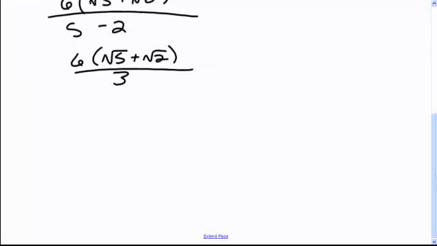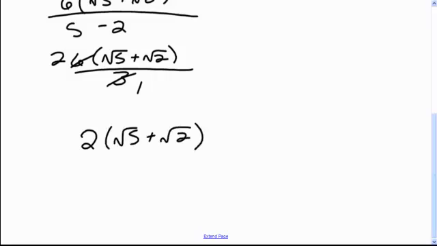This is kind of like in factored form. It's all attached by multiplication. 3 goes into 3 once, 3 goes into 6 twice. So it's 2 times the square root of 5 plus the square root of 2. And lastly, expanded out. These are not factors, they are radicals, which is 2 square roots of 5 plus 2 square roots of 2.